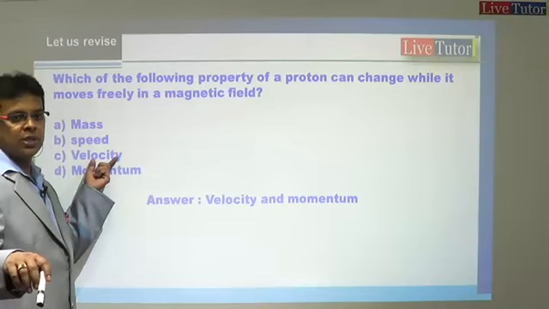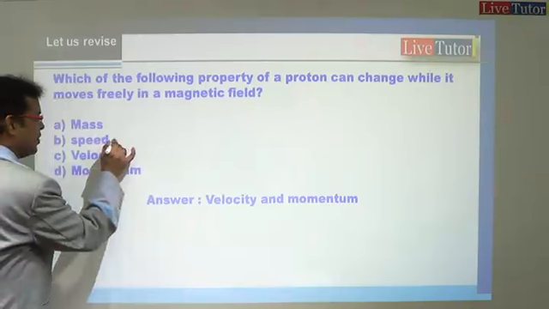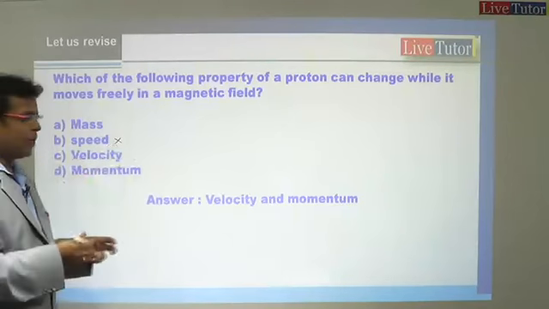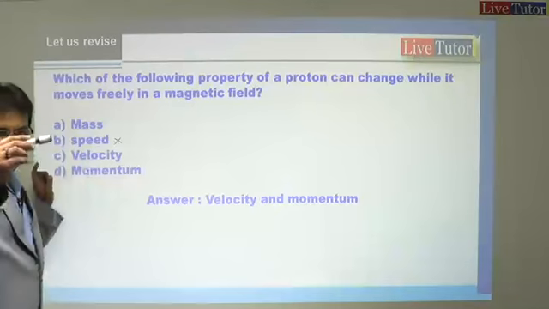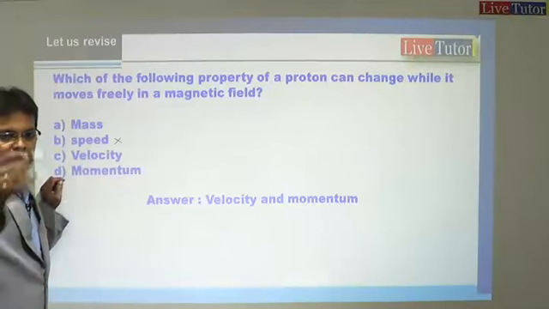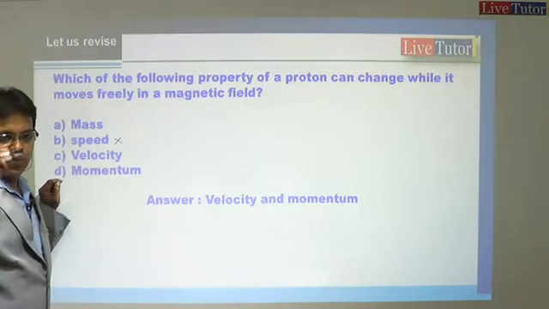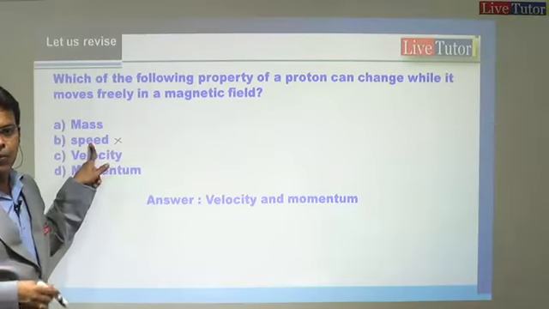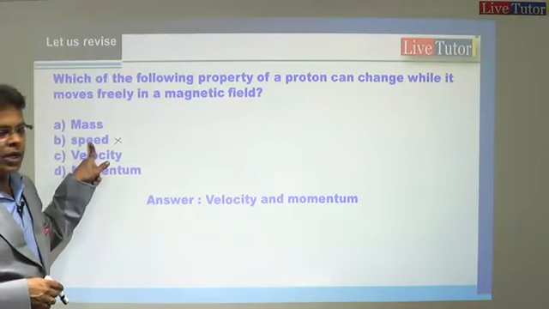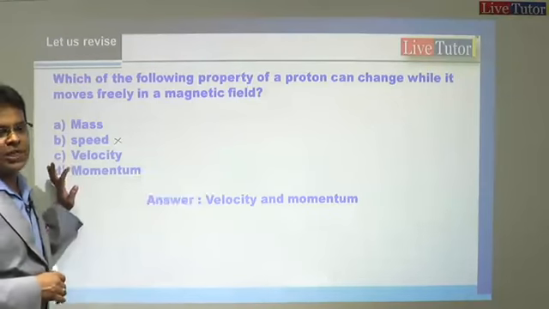Due to that force, speed won't change. Why? Because whatever property we say here, everything is a vector. For the velocity, we are mentioning the direction in which the electron is flowing, isn't it? So once we are mentioning the direction, we cannot take speed. Speed is a scalar quantity, so we cannot take it into account. Mass is not coming into account because the mass will not change.